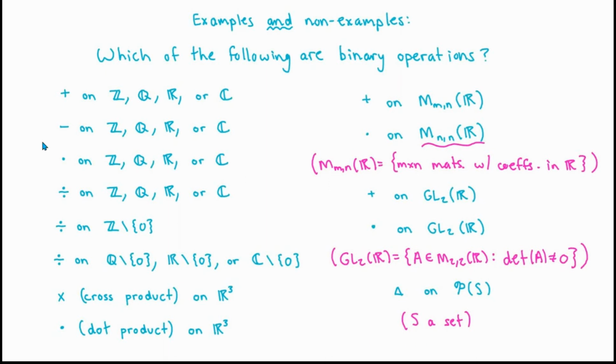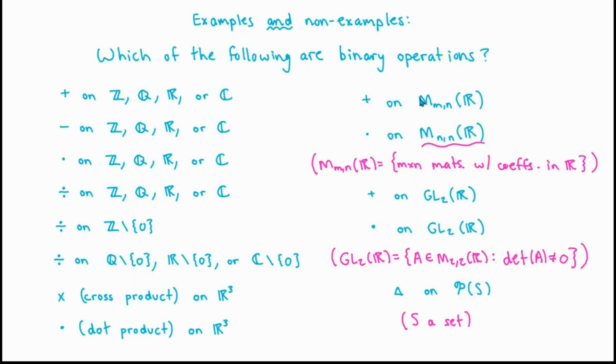Let's start with the more familiar objects on the left-hand side here. Remember that the requirement to be a binary operation is just that you have a rule which maps two elements of your set to another element of the same set. That's not too difficult to satisfy, and a lot of these are going to end up being binary operations, but a few of them are not. The ones that are not are division on Z, Q, R, or C, division on the non-zero integers, and the dot product on R3. See if you can think about the reasons why those ones that I pointed out end up not being binary operations, and I'll show you the answer on the next slide.